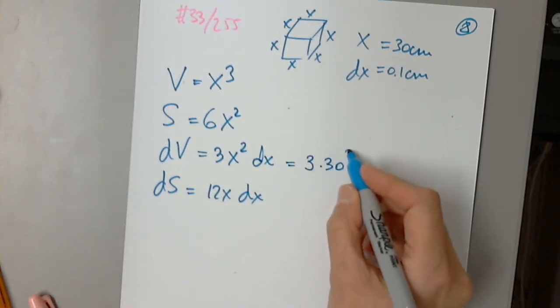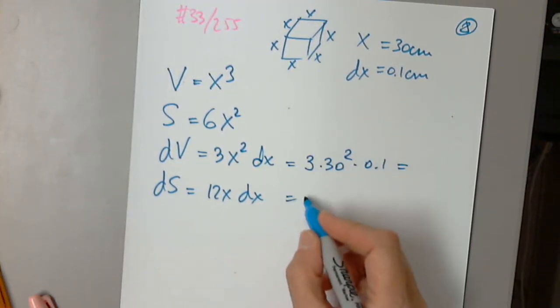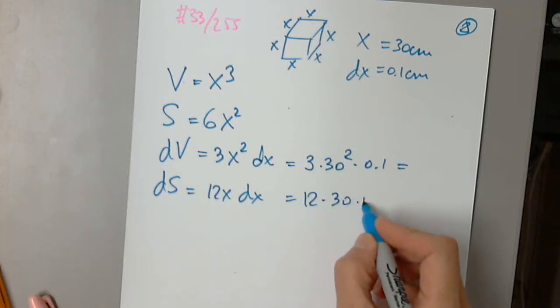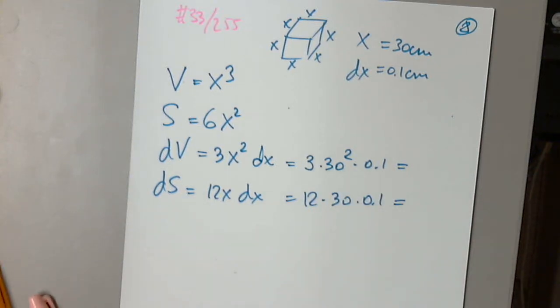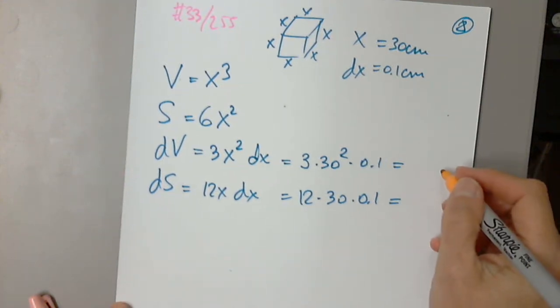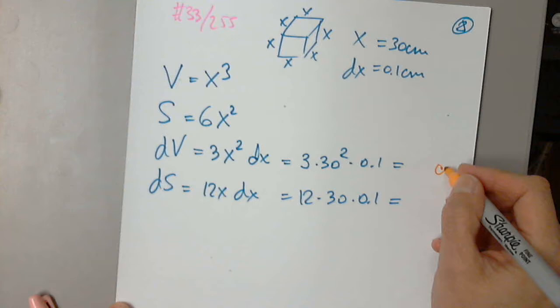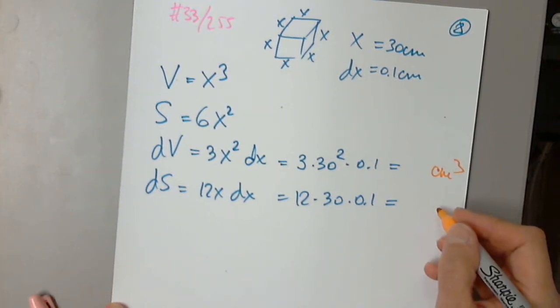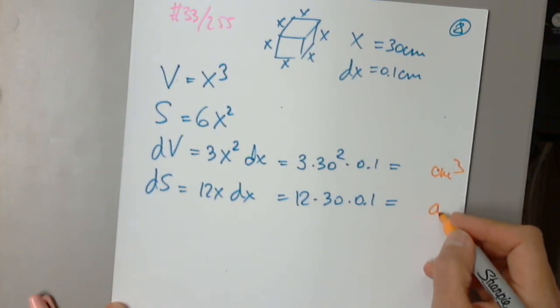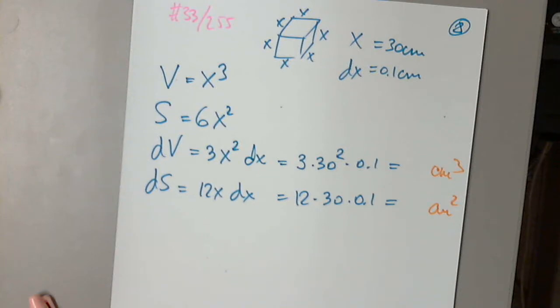3 times 30 squared times 0.1. 12 times 30 times 0.1. The measurement unit, when you give me the number, the measurement unit for the first one is? Excellent. And the other one? Perfect. We have the numbers? Or I'll calculate them.